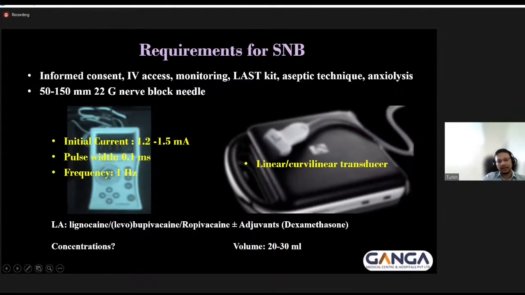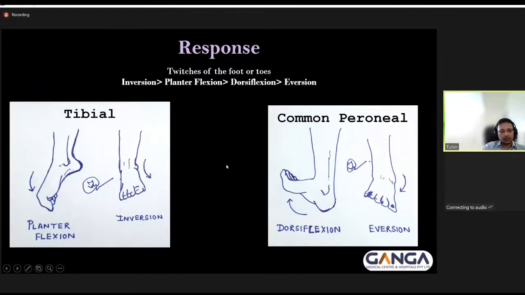If you are using it for surgical anesthesia, it is better to go for a higher concentration like 0.5% bupivacaine or 0.75% ropivacaine. And for analgesia purposes, 0.2% to 0.1% ropivacaine and 0.25% bupivacaine is fine. The volume would be 20 to 30 mL. Twitches of the foot and toes are acceptable.